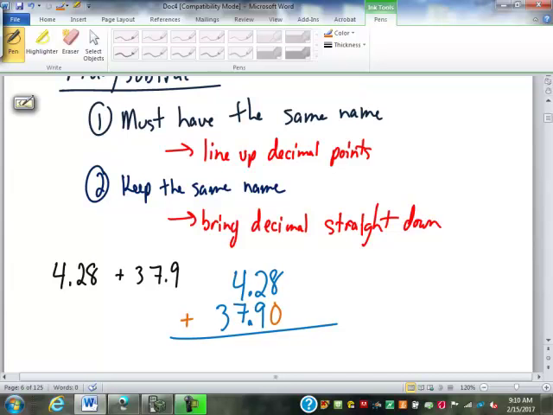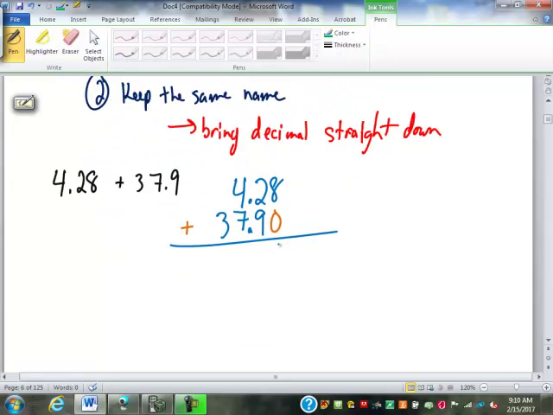And I am adding. And now I would add just like the decimal point isn't even there. 8 and 0 is 8. 2 and 9 is 11. So 1, carry the 1.